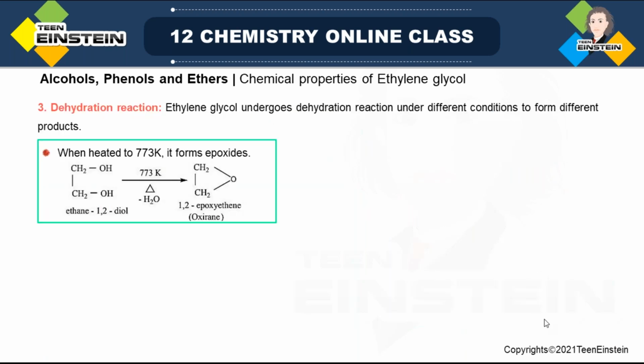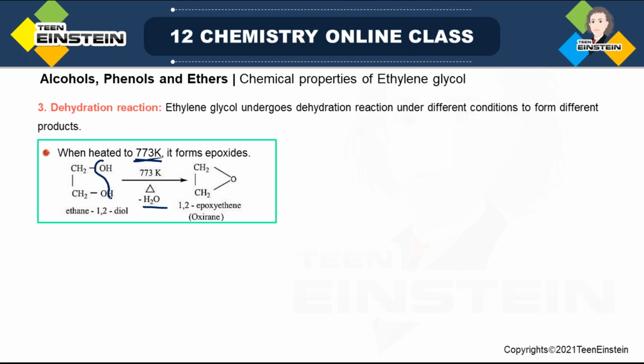Third reaction is dehydration. Ethylene glycol undergoes dehydration under different conditions, and it will also yield different products. Normally when we say dehydration, mostly you have seen it in the case of alcohols where we use concentrated H2SO4. There is protonation of oxygen, which is then converted to H2O, and water is removed. But in this case, we are not using acidic conditions. We are simply heating the ethylene glycol to a very high temperature, which is 773 Kelvin. And what happens? Here also a water molecule is removed.